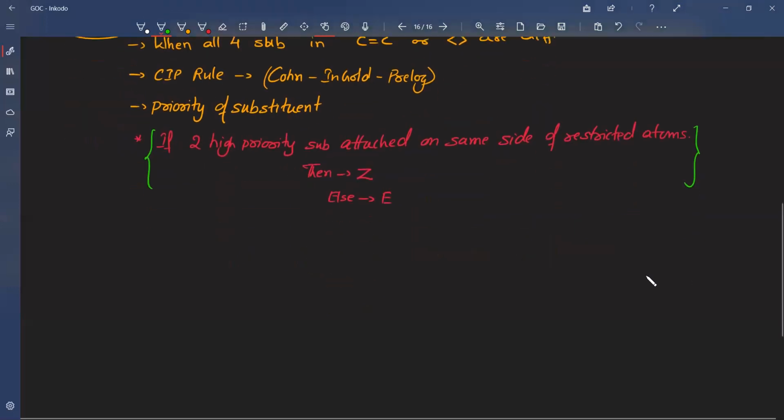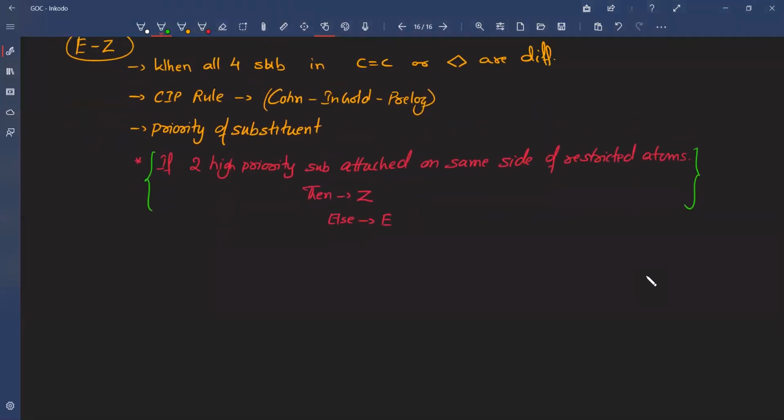So I'll explain it with an example. The first thing is, how are you going to define the priority? That is very important, but we'll come to this later. First, understand what this statement means: two high priority substituents attached on the same side of the restricted atom, then you give it Z configuration, otherwise you give it E configuration.